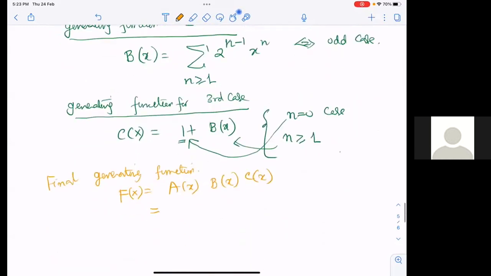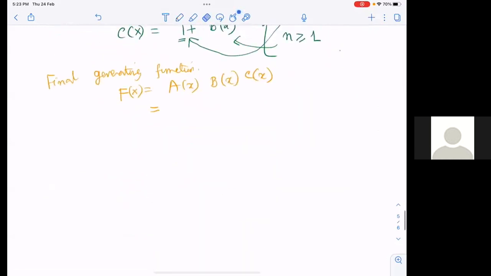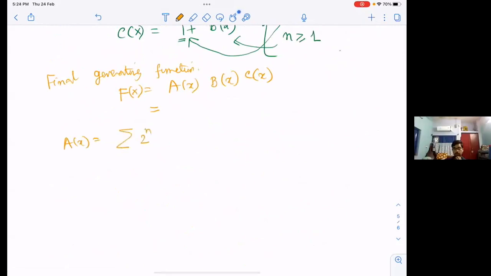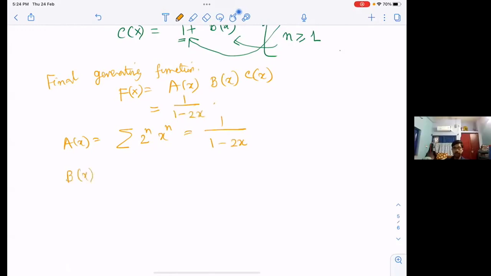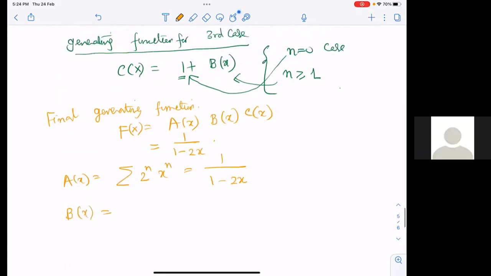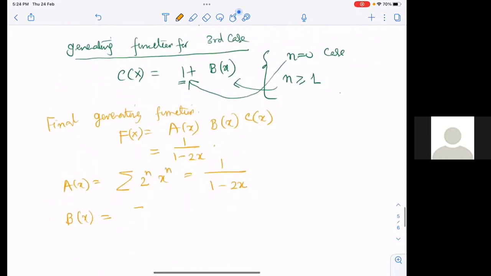What is the closed form for ax? You people must be much better than me because you are fresh in doing these things. 1 by 1 minus 2x. Just substitute 1 by 1 minus 2x. So what is bx? 2 power n minus 1 times x power n, n greater than or equal to 1. The first one was very easy, it's just a geometric series, right? What is the second one?